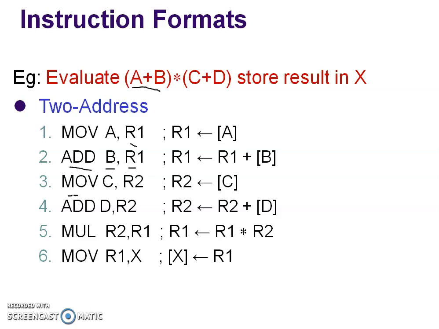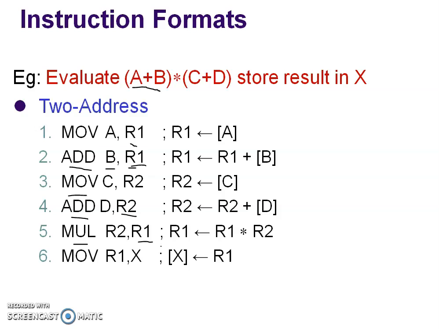Then again move C comma R2, for the second operation, C plus D. Then add D comma R2. Perform the addition operation. Then the results are currently stored in R1 and R2. Perform the multiplication operation using the opcode MUL. Now the result will be stored in the R1 register.